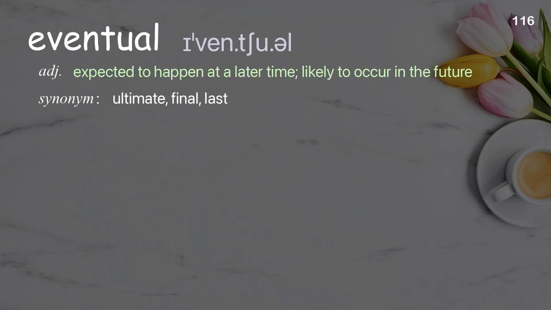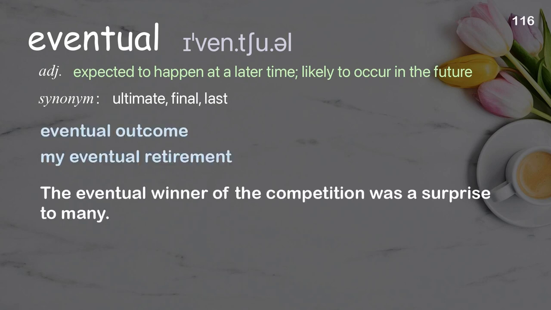Eventual. Expected to happen at a later time, likely to occur in the future. Examples: eventual outcome, my eventual retirement. The eventual winner of the competition was a surprise to many.